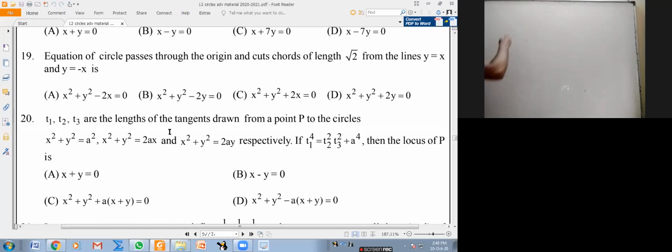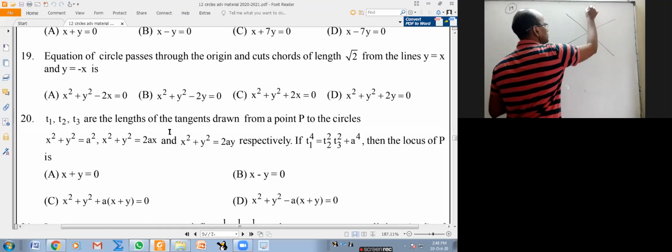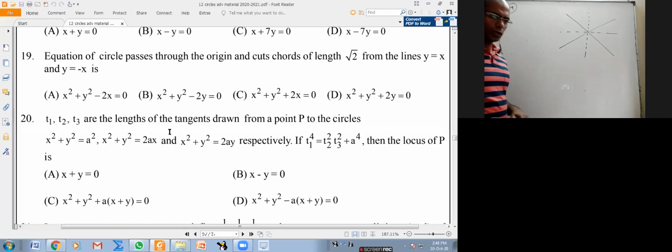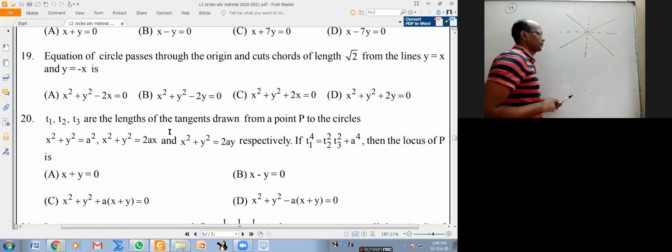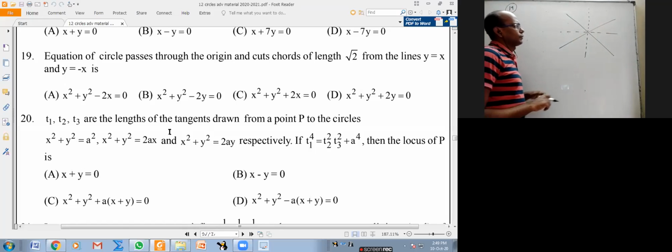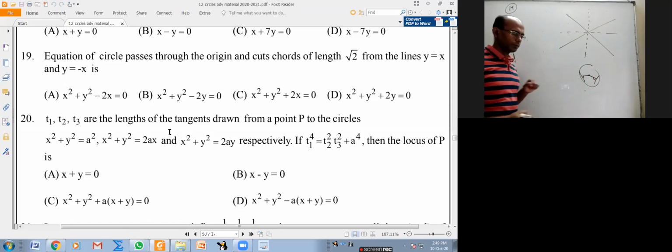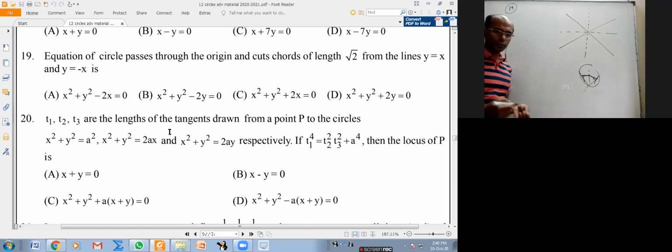Okay, 19. We have y equal to x and y equal to minus x. We want a circle passing through the origin and cutting a chord of length root 2 on this and root 2 on this. If in a circle two chords have the same length, the perpendicular distance from the center to both of them should be equal. If from a point the perpendicular distances to two lines are equal, it should lie on the angular bisector of these two.